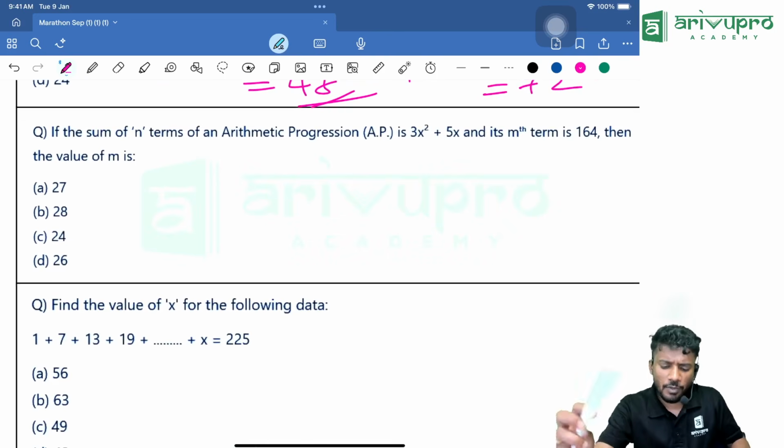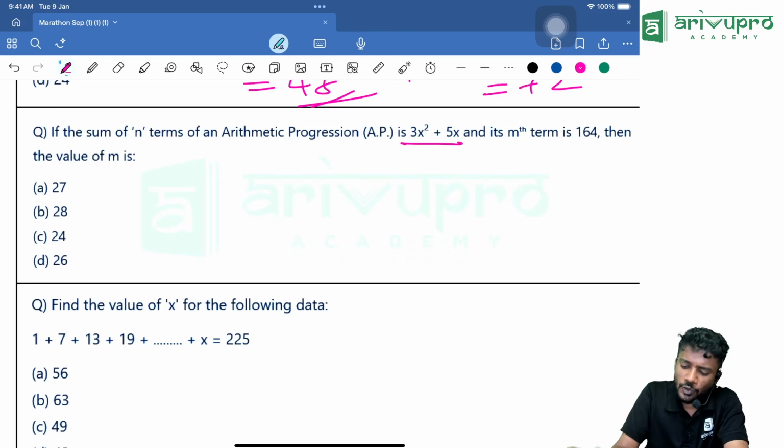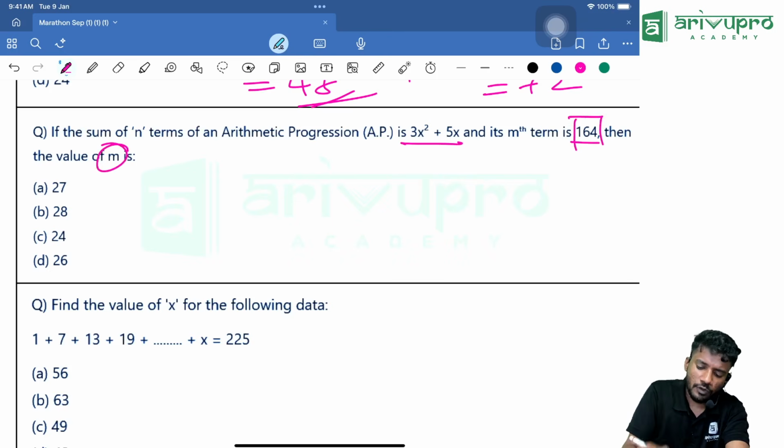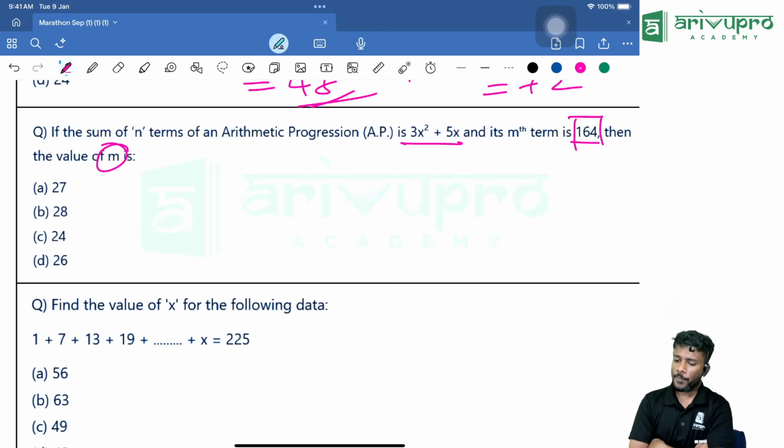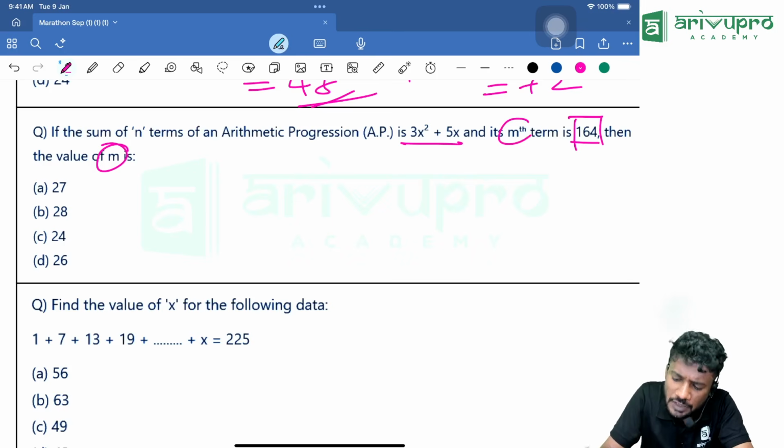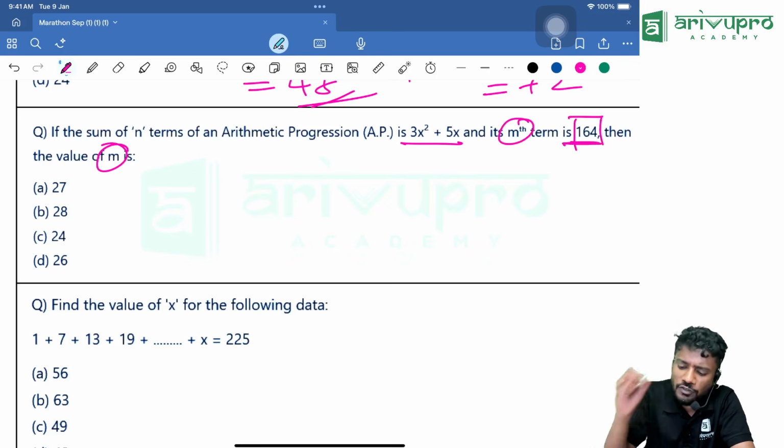If the sum of n terms of an arithmetic progression is 3x square plus 5x, its mth term is 164, then find the value of m. What is the mth term? Mth term is 164. How to do this? Can I tell you the method? Option hitting is the best method, but mth term is 164. How to find the mth term?